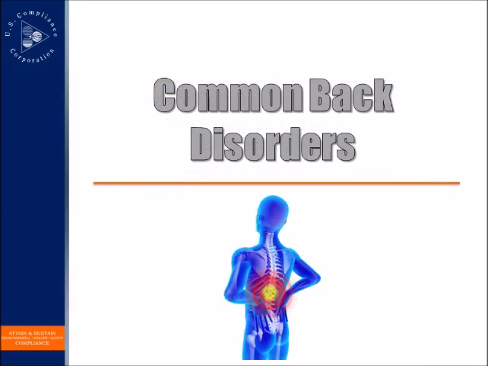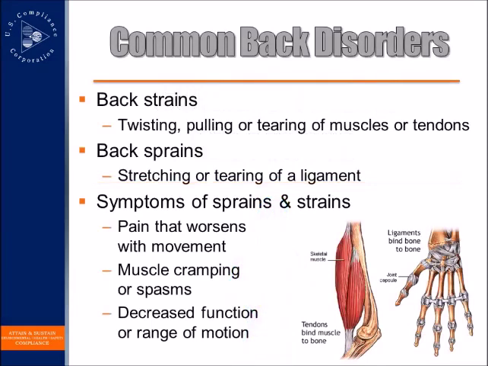Now let's talk about some common back disorders. First off, we have back strains. Now, back strains and back sprains are very similar. Here's the difference between the two. A back strain is going to affect your muscles or your tendons, okay? Whereas a back sprain is going to affect your ligament. And so regardless of whether it's a muscle or a tendon or a ligament, twisting, pulling, tearing, or stretching of any of those components of your back can result in a back sprain or a back strain.